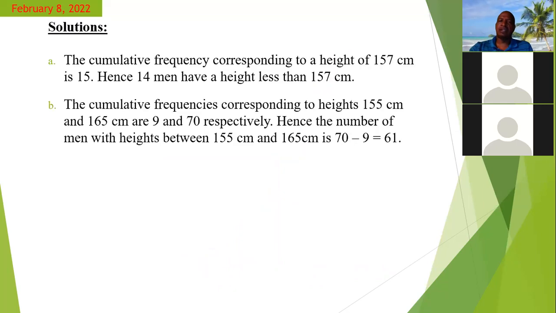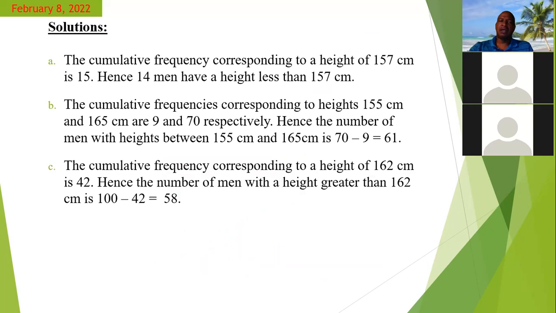So based on the solutions, this is our calculation, right? So here we notice that for the height of men less than 157, we realize that 15 men have a height of 157, but for men less than 157, the first set of men would be 14. So 14 men would have a height of less than 157 centimeters.